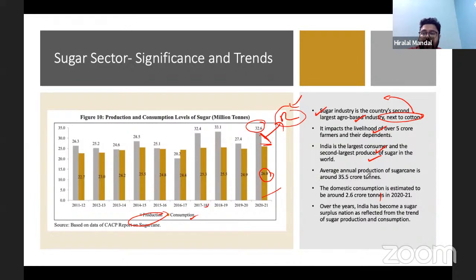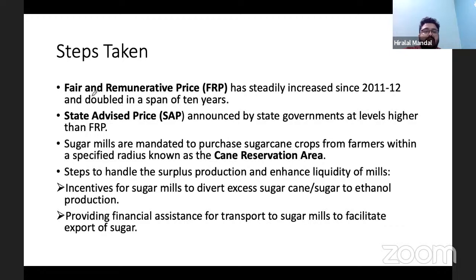And if you look at the average annual production in India, it has gone up to 35.5 crore tons. The domestic consumption is estimated to be around 2.6 crore tons in 2021. All right, so we have a huge surplus, and why is that? It is largely because the fair and remunerative price (FRP) is attractive in the country, and in the last 10 years, the FRP has almost doubled.